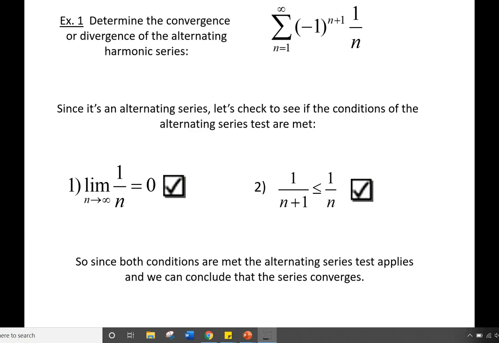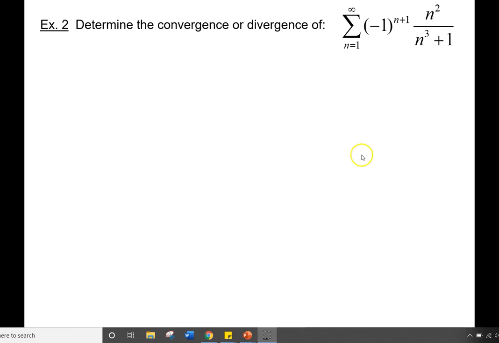So the two conditions for the series are met. It is a decreasing sequence, and the limit of the sequence goes to 0. So we can conclude that the alternating harmonic series back here converges. How about this one? Determine the convergence or divergence of this alternating series. We can tell it's alternating because of this -1 raised to a power. This is our a sub n term right here, n squared over n cubed plus 1.